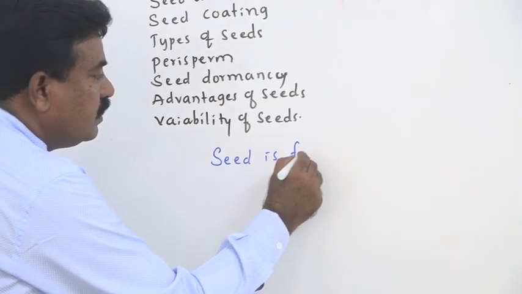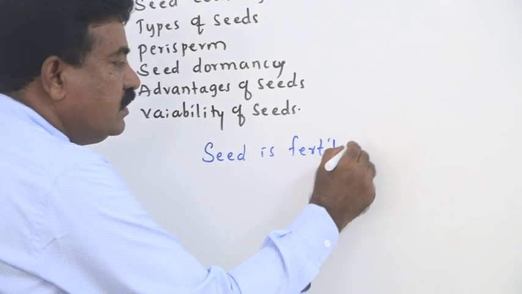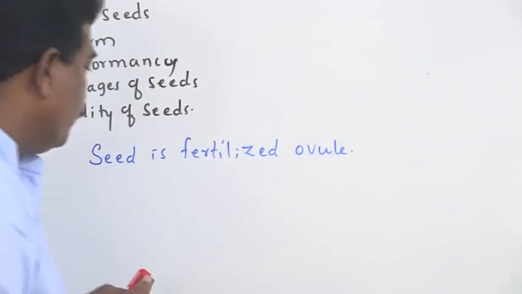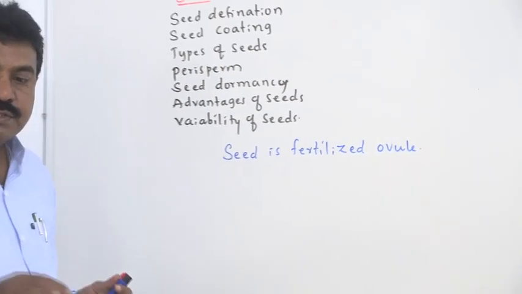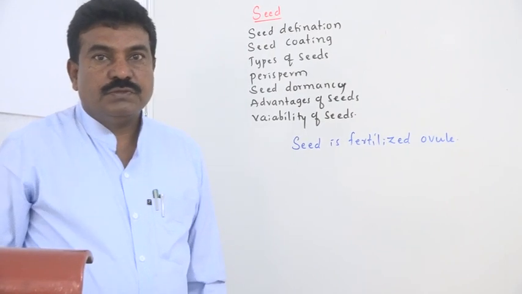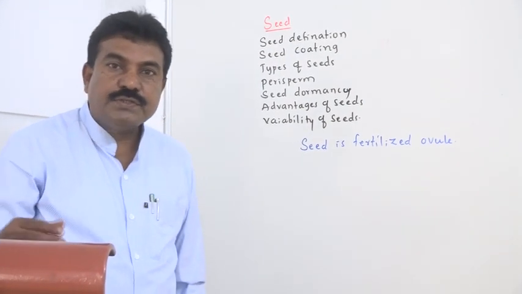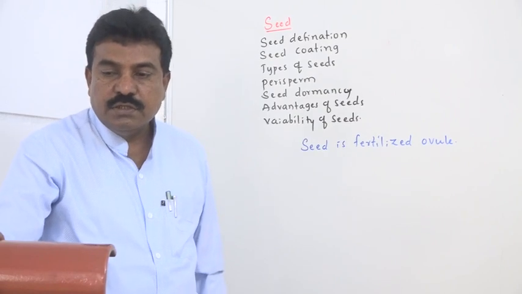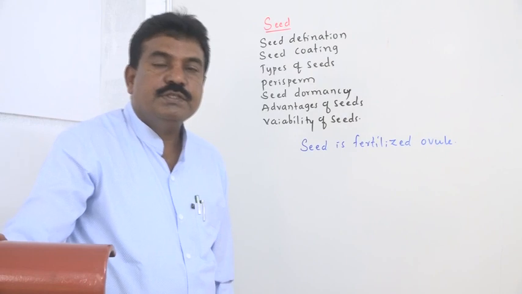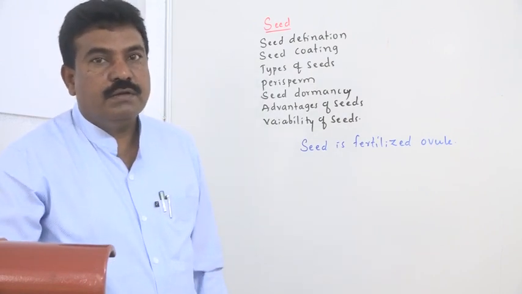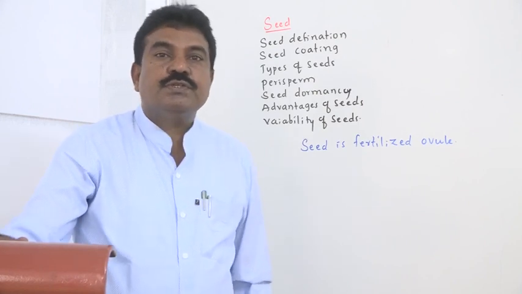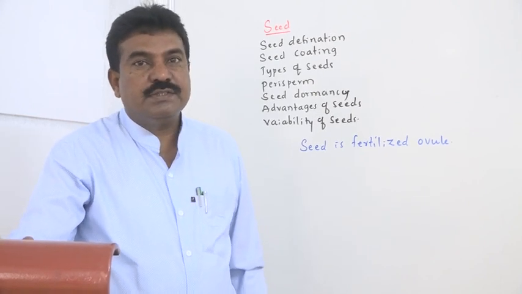Seed is fertilized ovule. Therefore, many times in a plant, fertilization does not take place. As a result, fruit is formed without fertilization. We call it parthenocarpic fruit, and that process is called parthenocarpy, where seeds are not formed. Hence, such fruits we generally call seedless.